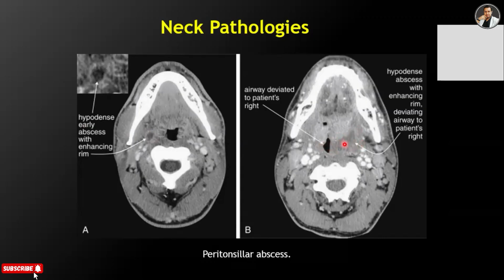Here we can see the hypodense area. We know what is inside the abscess. There is pus. Infected pus. The density of the pus is less. This is the hypodense abscess with enhancing rim.